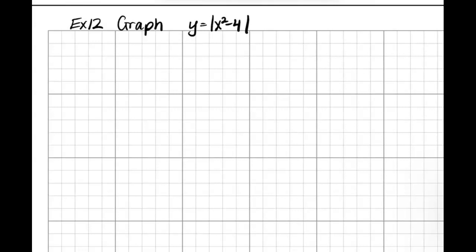In this problem, we are sketching the graph of an equation that contains an absolute value. And here we've got a quadratic that is inside of an absolute value. So first, let's just talk about what the quadratic looks like.